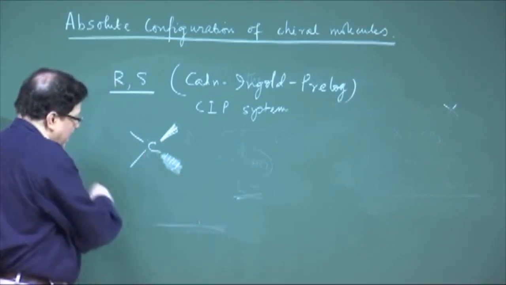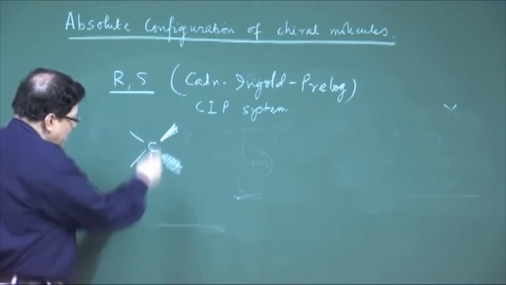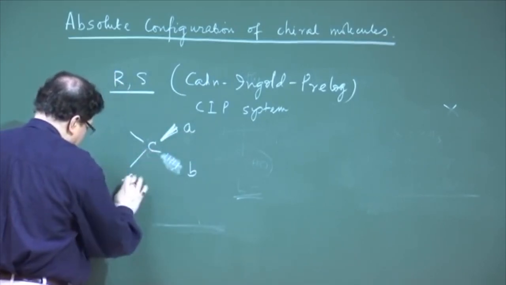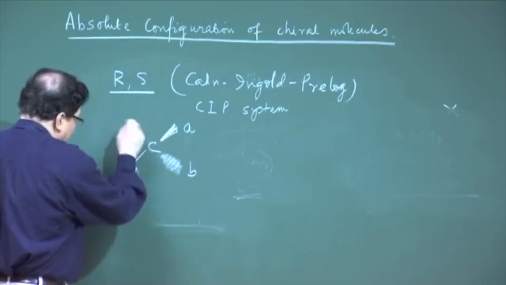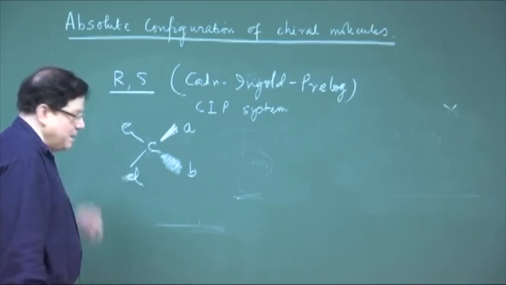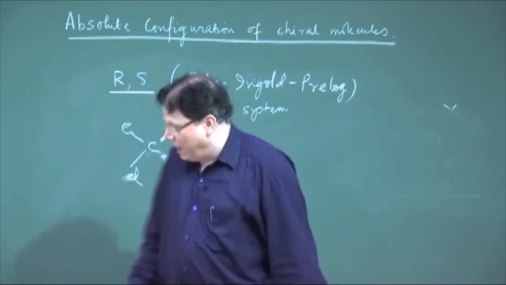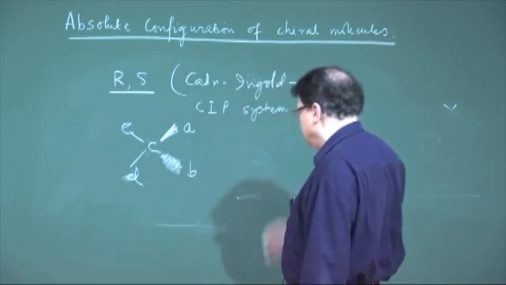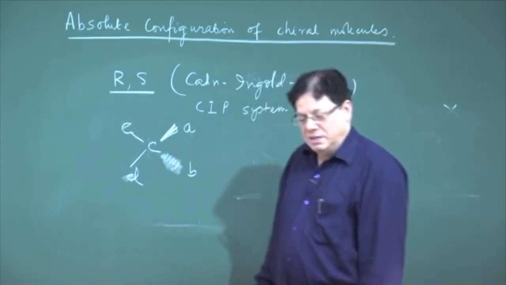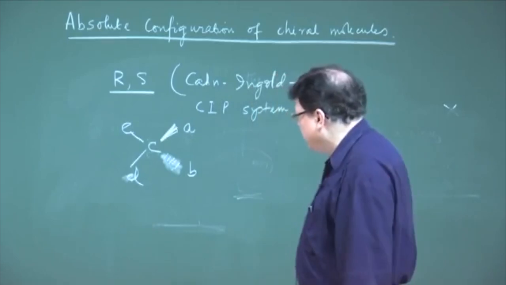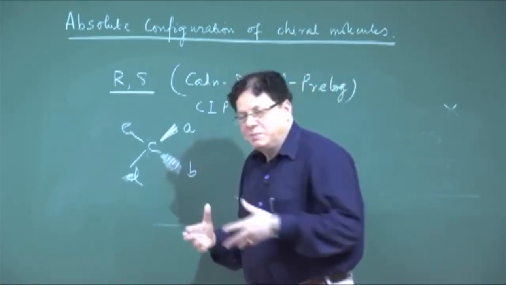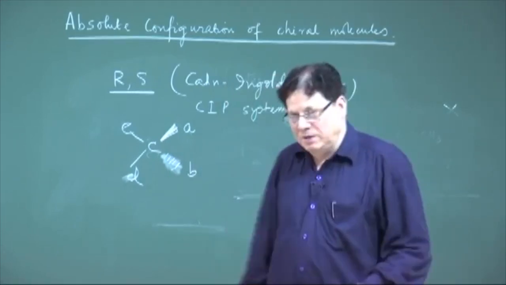Now, this is a carbon which is a tetrahedron, and suppose it has four ligands A, B, and, to avoid confusion with carbon, D and E. In the scenario A, B, E, D, this IUPAC system, this RS system, tells you to assign a priority sequence to the ligands. So there must be a way to give priority to these atoms.